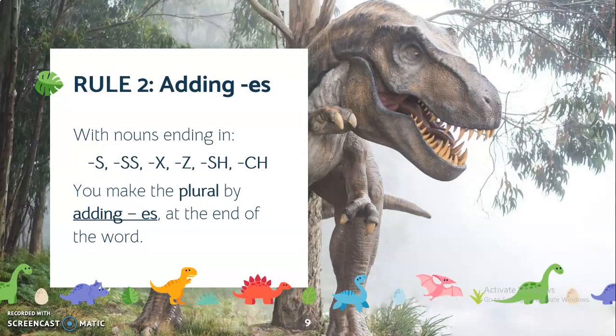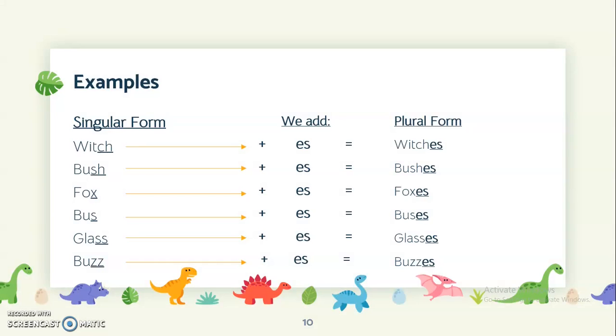Okay, let's come to rule number 2. Here we add es on singular countable nouns ending in s, ss, x, z, sh or ch. We use this es. So you make these nouns plural by adding es at the end of the words. Let me give you some examples.